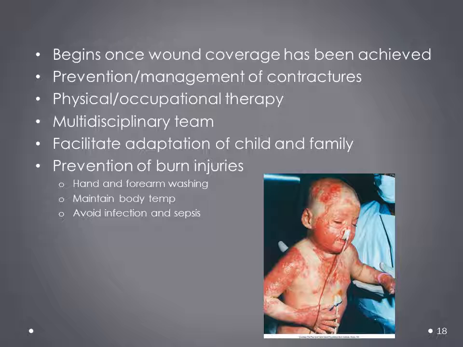The rehabilitation phase is the long-term care that begins when the wound coverage is achieved, which may be the second, third, or fourth day following the burn event. During this time we want to provide for prevention or management of contractures. We want to involve physical and occupational therapy. This will be a multidisciplinary team of people helping for the best outcome for the child and their family. We also want to prevent burn injuries.